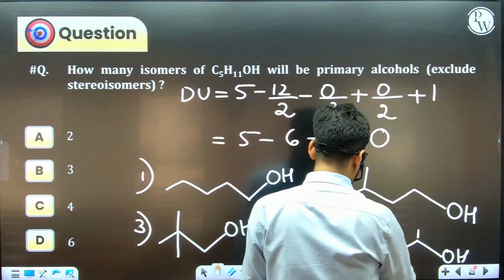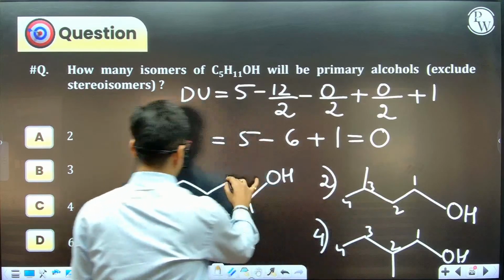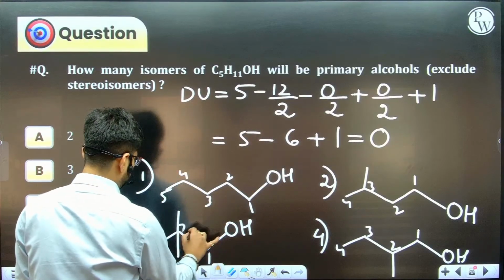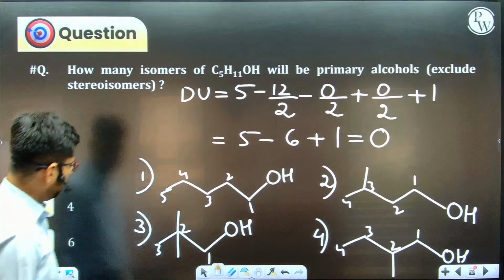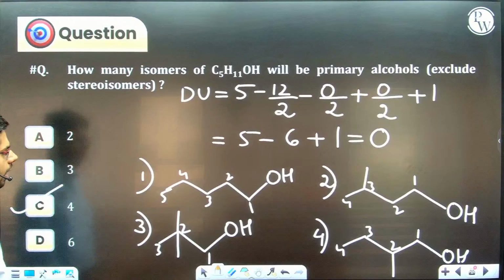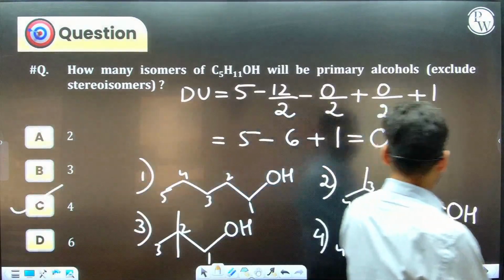Yes. So 2-methyl butanol. This is 3-methyl butanol. This is just normal pentan-1-ol. And this is 2,2-dimethyl propan-1-ol. So there are 4 such 1 degree alcohols. We are not counting stereoisomers because in the question they have asked us to exclude stereoisomers.